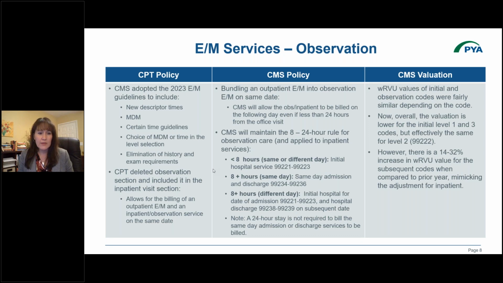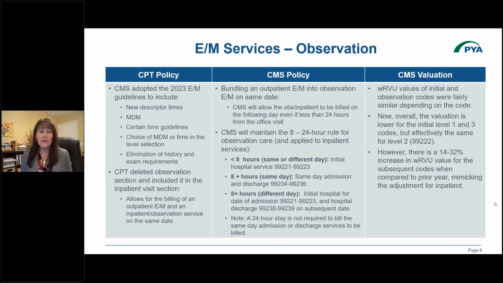Again, the CPT policy allows for billing of an outpatient E&M and an inpatient or observation service on the same date, but CMS does not allow that. And here's where this 8 to 24 hour rule comes into play. It is now being applied across the observation and inpatient codes. There was some misunderstanding and the verbiage was not complete in the proposed rule.